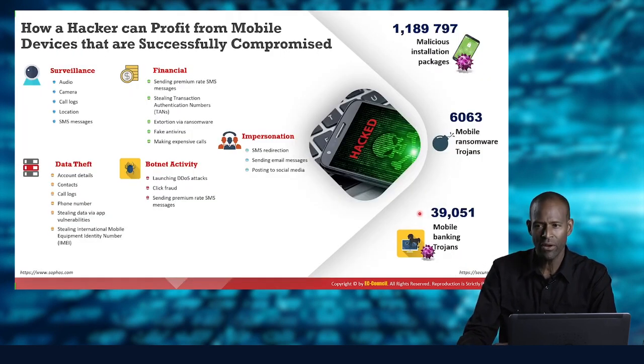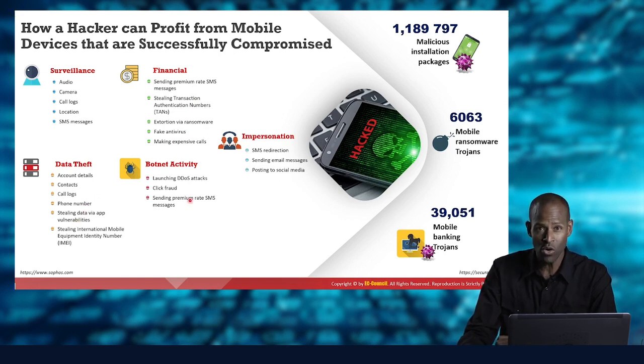So an attacker can take all these 1.1 million malicious packages, all of these 6,000 mobile ransomware Trojans, all these 39,000 mobile banking Trojans, and use them against many devices, right? To do what? Surveillance: turn on the audio, the camera, the video, location, grab financial data, for instance TANs, which are stealing transaction authentication numbers, and fake antivirus messages popping up that people respond to. They can steal data, your account details, contacts, logs, whatever data is on your phone can be snarfed.